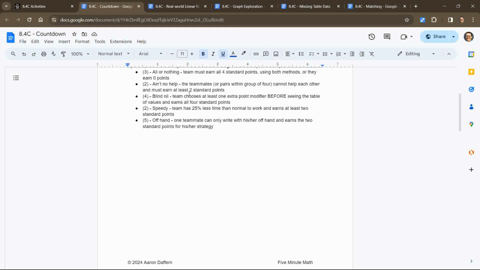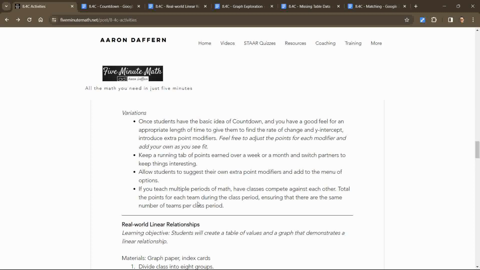So before they even see how difficult, quote unquote, the table is going to be, they choose an extra standard point. And then you see we've got some extra ones here. You can add to those as many as you want to. It's really just your choice. You can adjust them, add to them as you see fit.